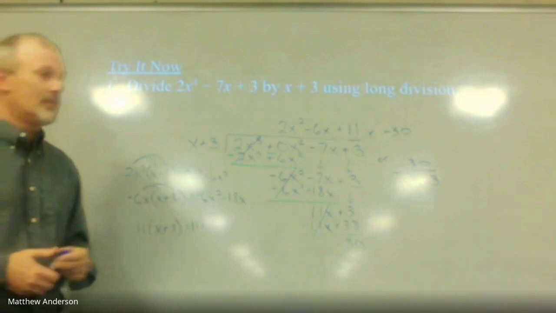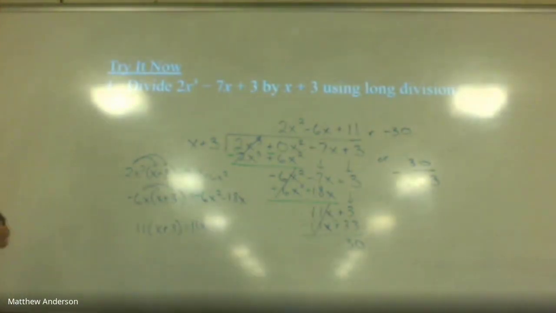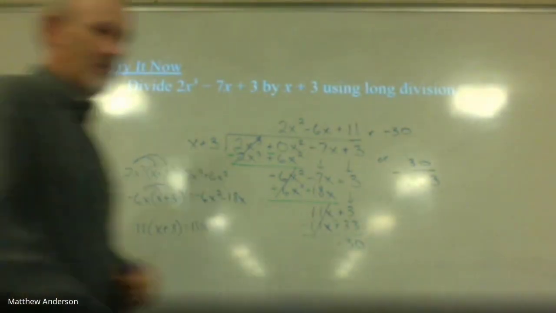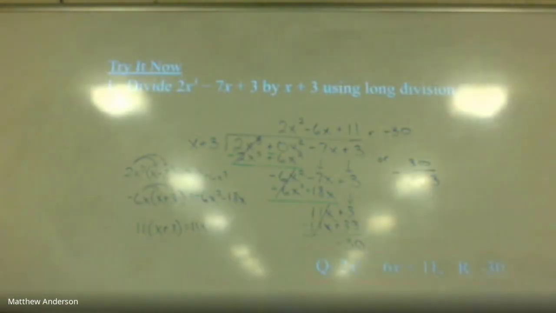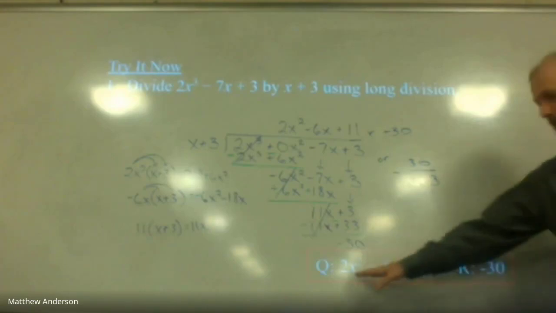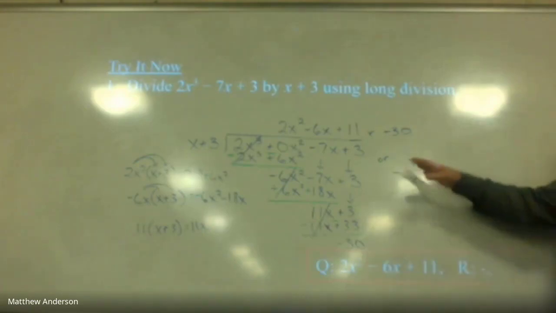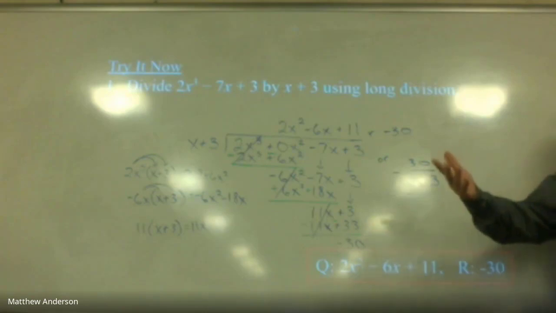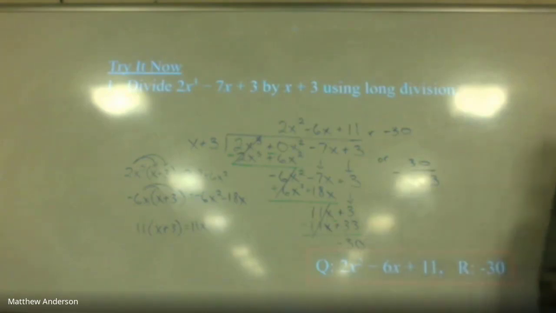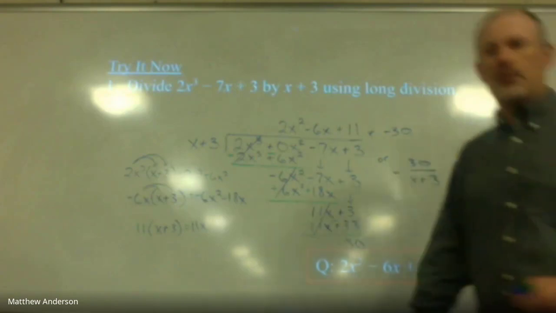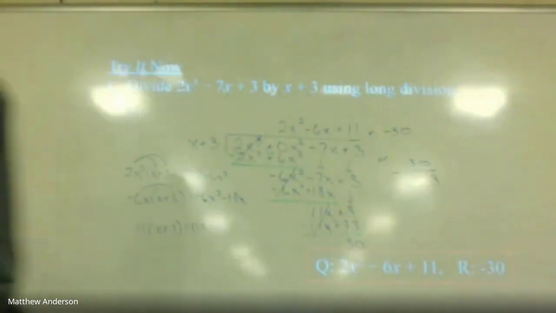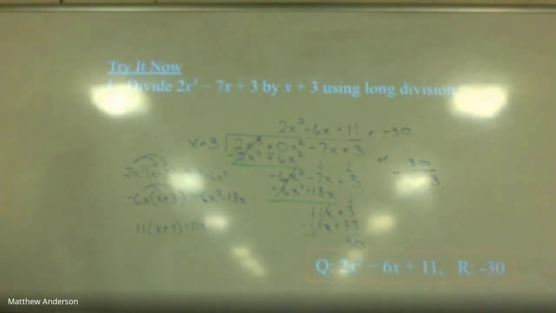Okay. So that is that one. So hopefully you got the right answer. Yep, remainder -30. And again, sometimes they'll have separate boxes for these, and sometimes they'll say to write it as a fraction. So just make sure you read the directions on how they want you to write the answer. But it's the same thing, it's just how you write the answer. Any questions on that one?